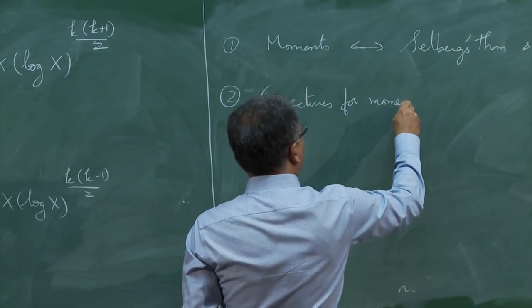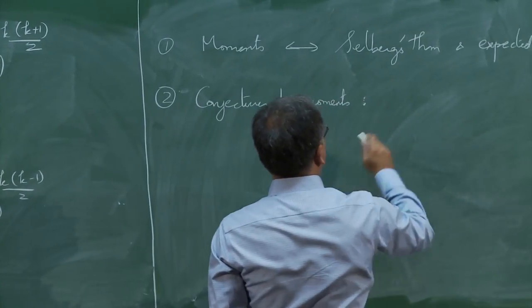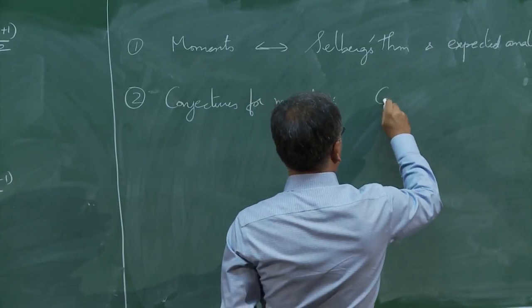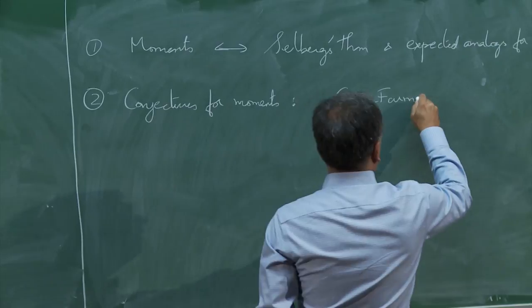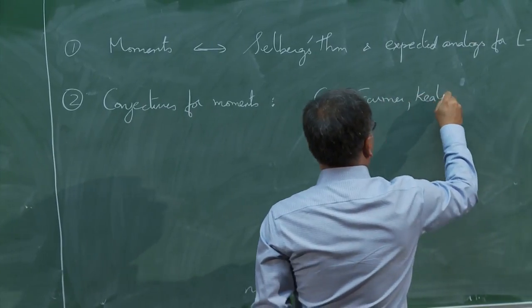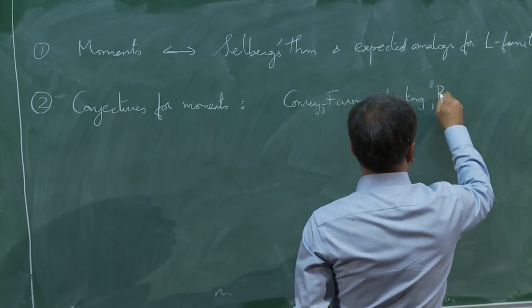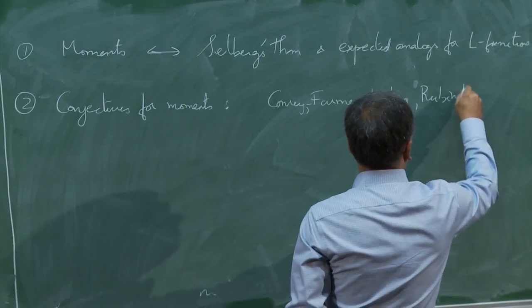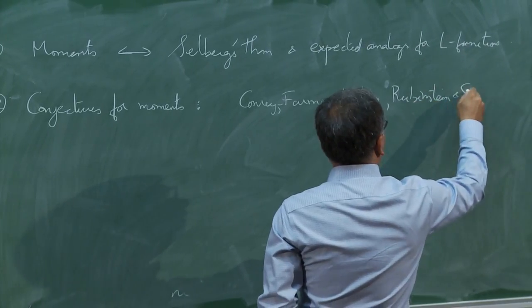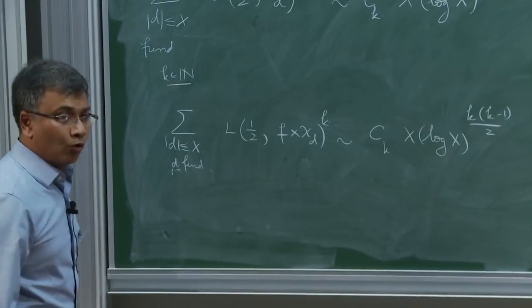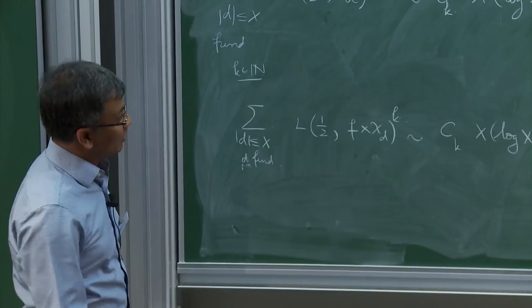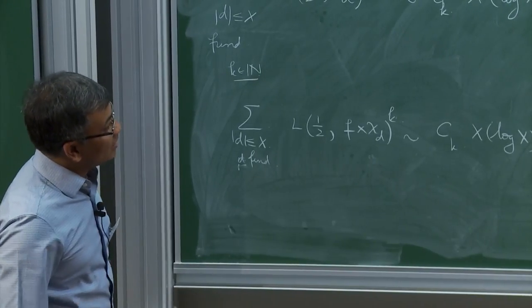So there's a particularly nice way to formulate these conjectures, which is due to Conrey, Farmer, Keating, Rubinstein, and Snaith. And the heuristic is very simple, and it gives a very elegant answer for what all the moments in all the families you can think of should be.